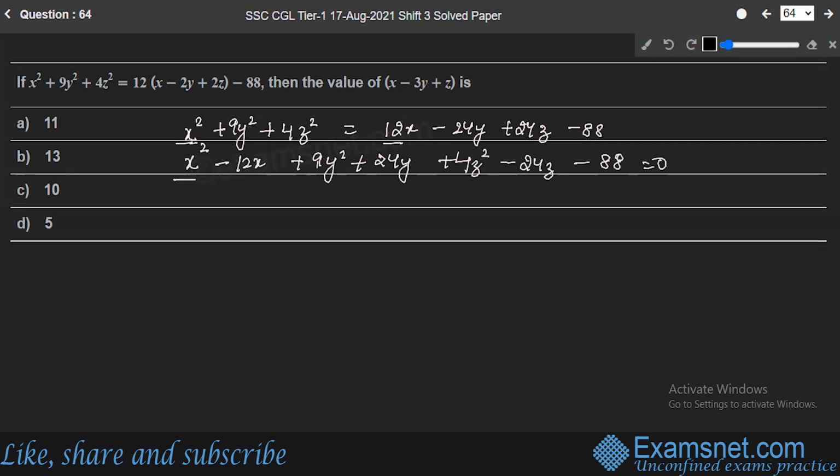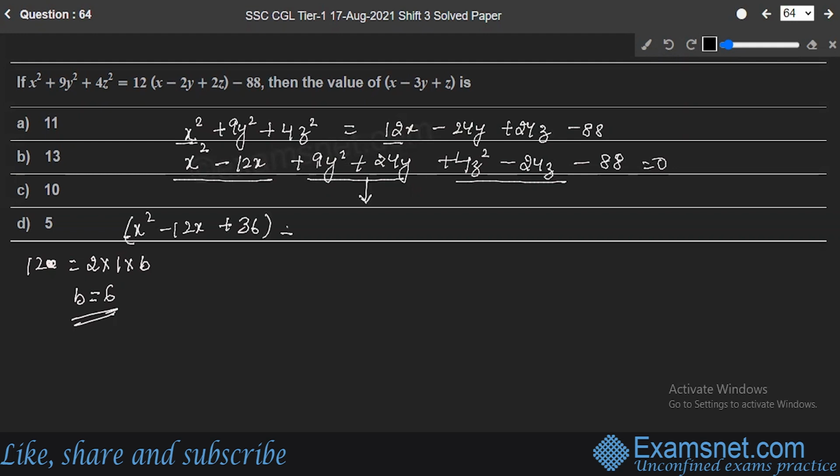Right. So there is x square minus 12x, 9y square plus 24y, 4z square minus 24z. Okay, so let's see them individually. If I want to make this a perfect square, then 12x should be equal to the product of the two terms, like 2ab, right? So 12x should be a product of 2 into a, where a is the coefficient of x square, that is 1, and b I have to find out. So from here, b will be equal to 6. So here should be 36. I'll take 36 over here.